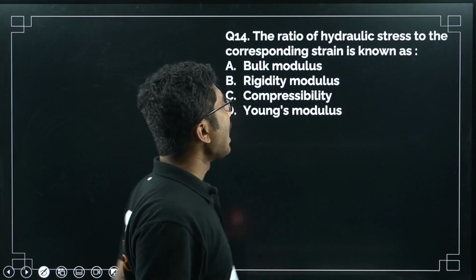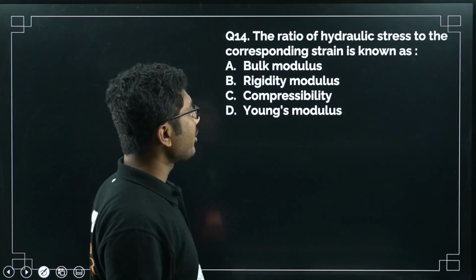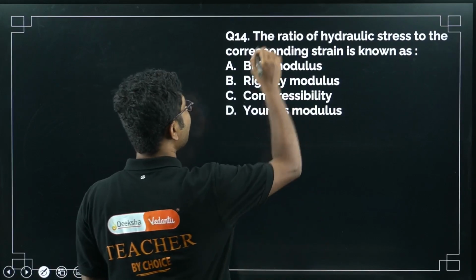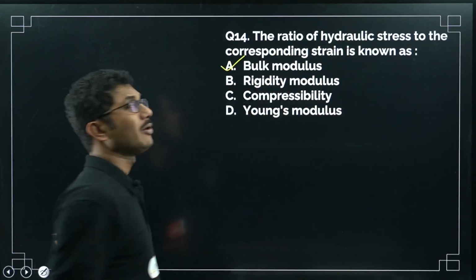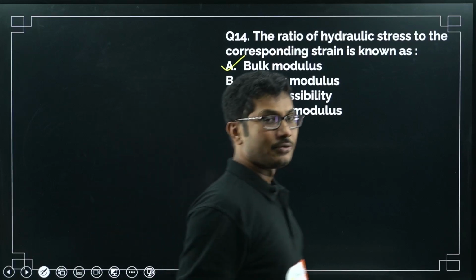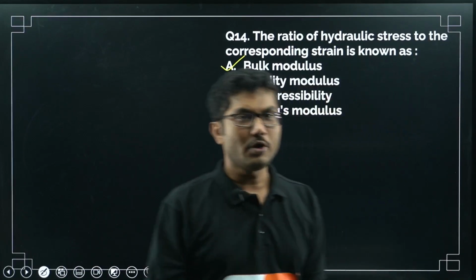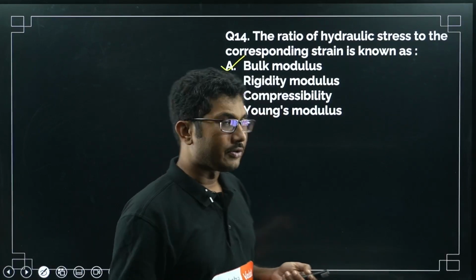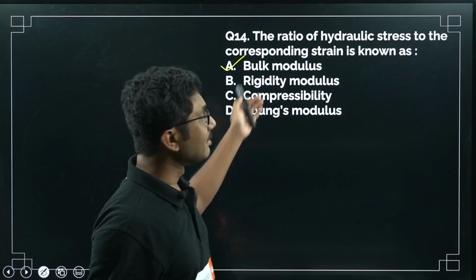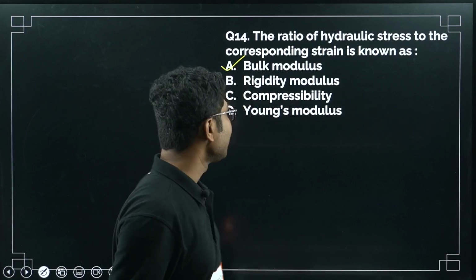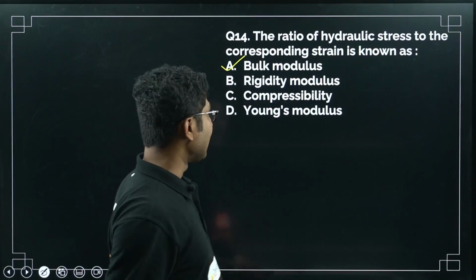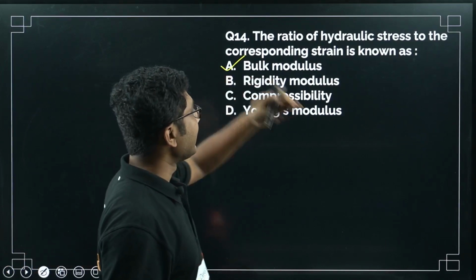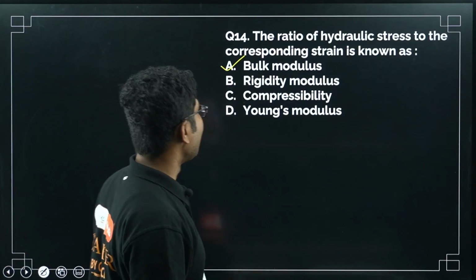The ratio of hydraulic stress to the corresponding strain. I just answered it two questions back. Hydraulic stress to the corresponding strain is known as bulk modulus. Hydraulic strain happens when you apply force on the entire volume, so the volume decreases or gets compressed. That's why it is called bulk modulus. Not rigidity modulus, which is something similar to Young's modulus. Compressibility and Young's modulus don't make any sense, because we are talking about the ratio, and ratio means it has to be bulk modulus.